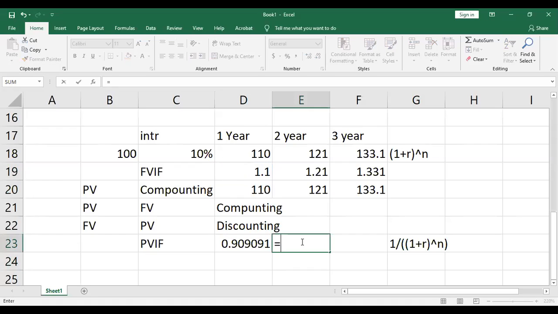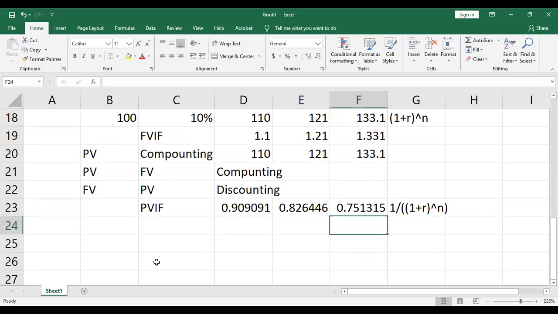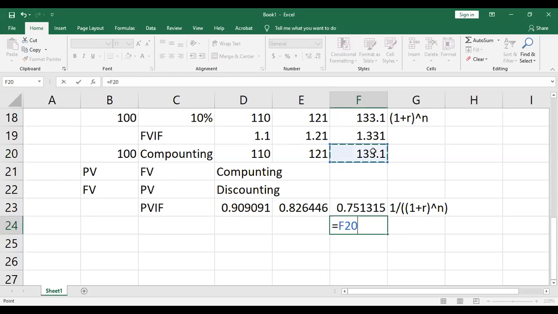Likewise, 1 over the future value factor. Now we will see present value. This 100 rupees is the present value. Now suppose we don't know the present value. Someone comes and says, I will give you 133.1 rupees in 3 years. Then what is the present value today? So we multiply this value by the PVIF, and we get 100.